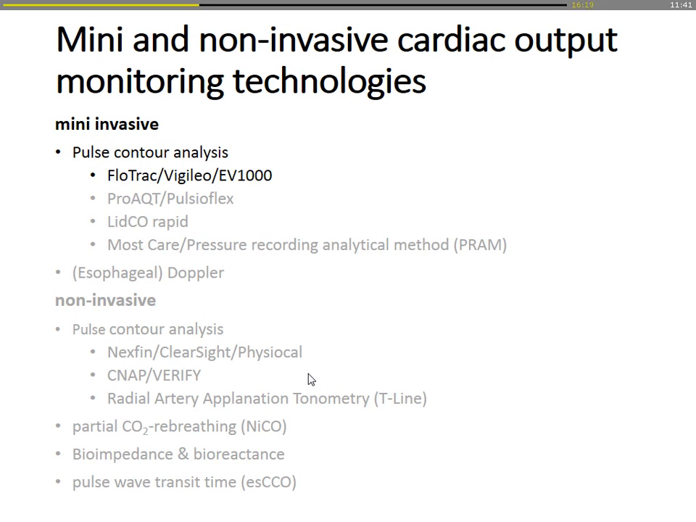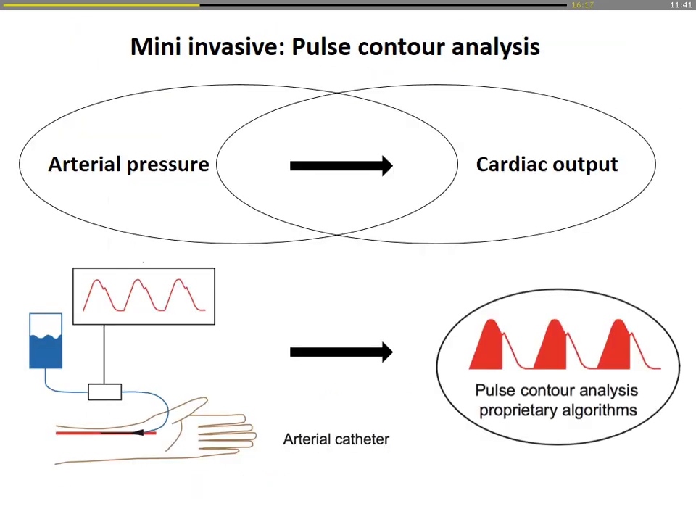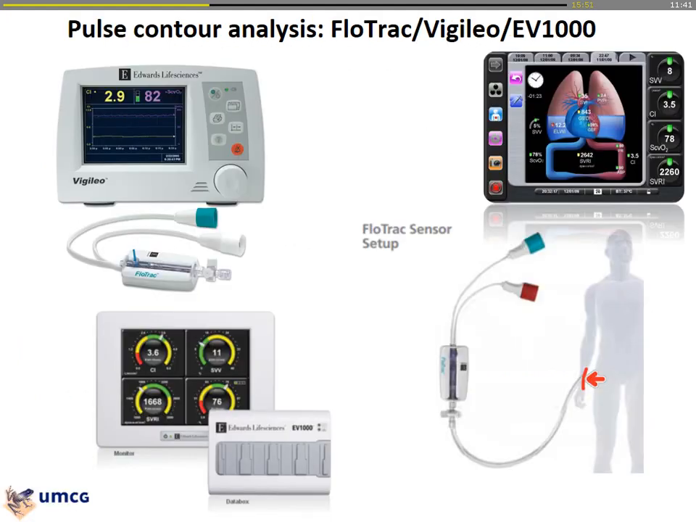Let's start with the FloTrac device. So again, all of these devices are based on the arterial pressure signal, which you can derive from any of your arteries, and this pressure signal is converted into cardiac output information by some kind of pulse contour analysis, and every company has its own appropriate algorithm to do this. Some of them are public and some of them are not.